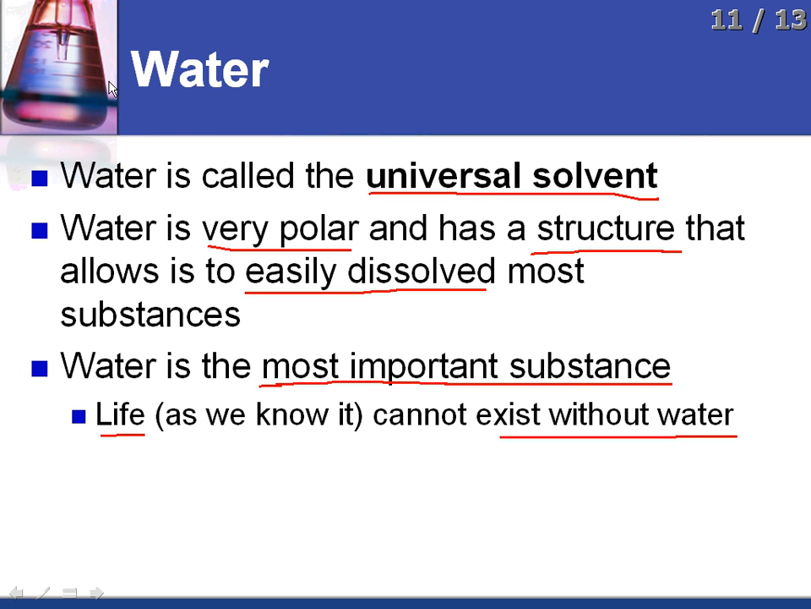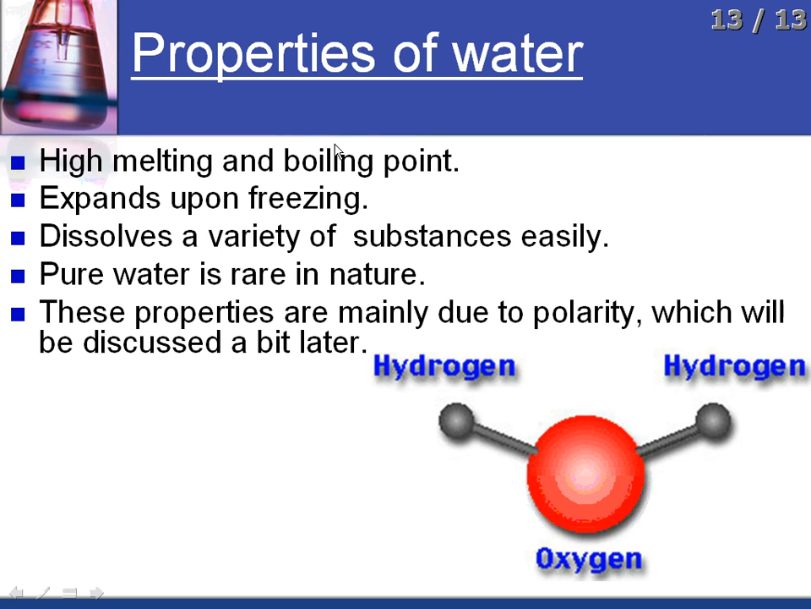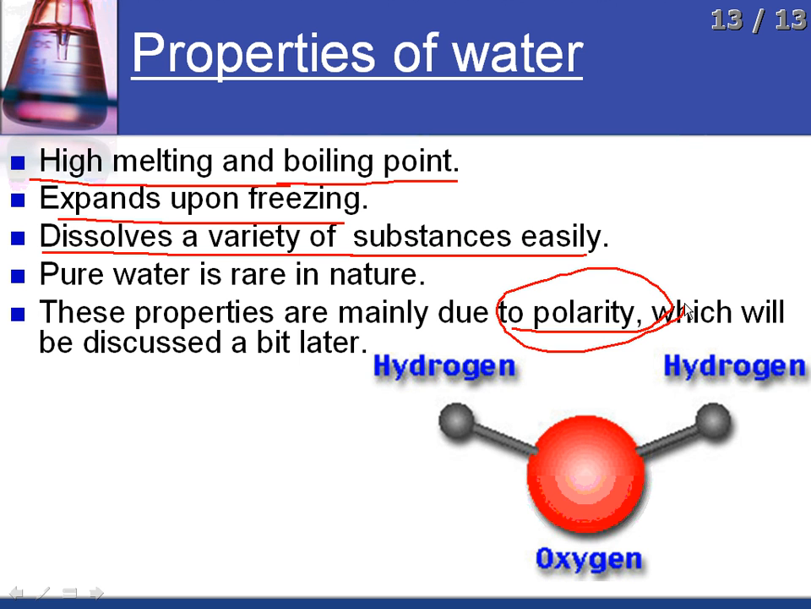If you remember when I talked about solutions, I pointed out that every single one of them contains water. And the water in them is always acting as a solvent. Water is the universal solvent because of its polarity. Because of its polarity and structure, water has a very high melting and boiling point. It expands upon freezing. It dissolves a variety of substances easily. Polarity, key word. Water is special because it has really good polarity.